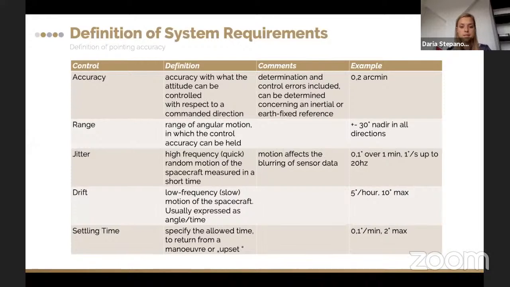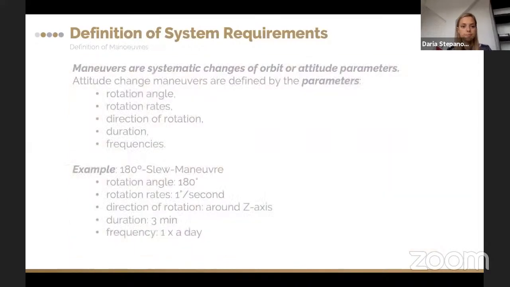Drift is a low frequency motion of the satellite. We should also take it into account when designing the attitude control system. And the settling time is the time when the satellite returns from the maneuver to the steady state. Maneuvers are basically a systematic change of orbit or attitude parameters. They are specified by angles, rates, direction, duration, and frequency. An example of a slew maneuver can be a 180 degree slew maneuver with a rate of 1 degree per second around that axis for 3 minutes every day.